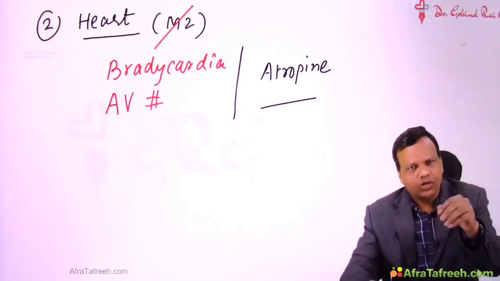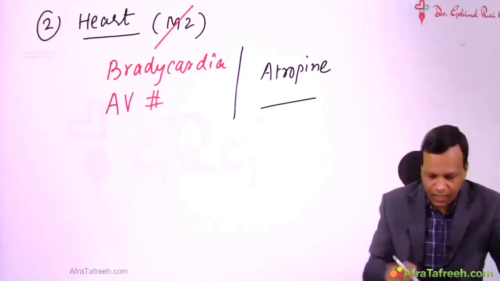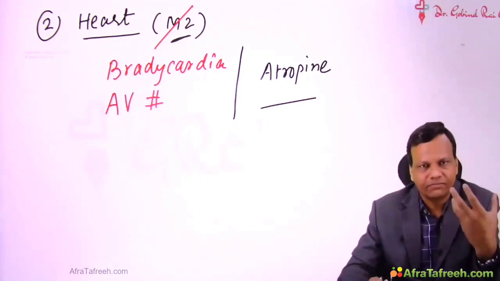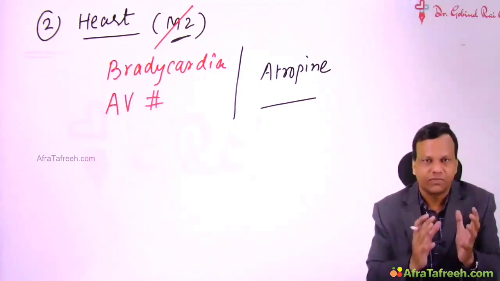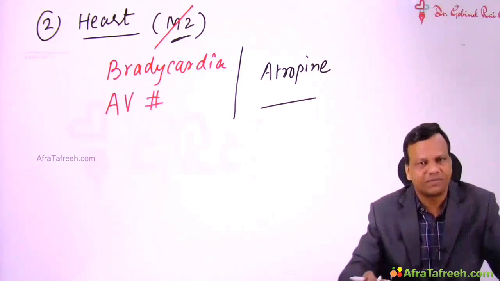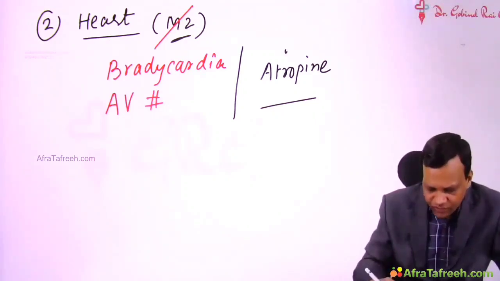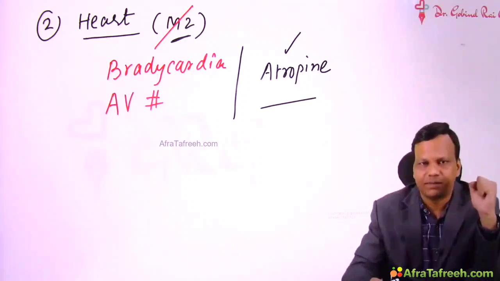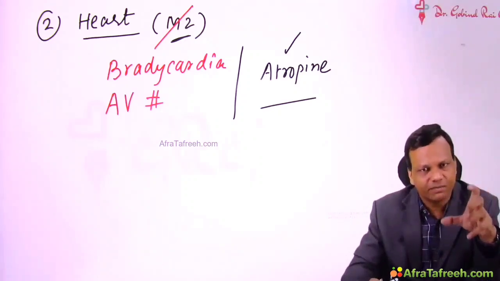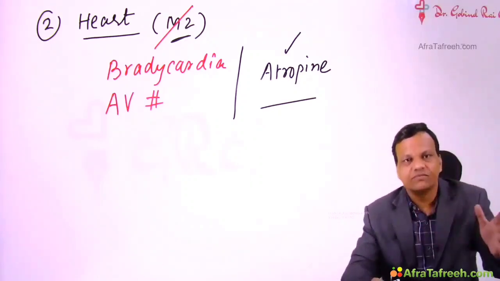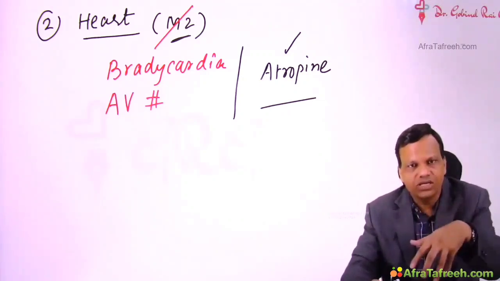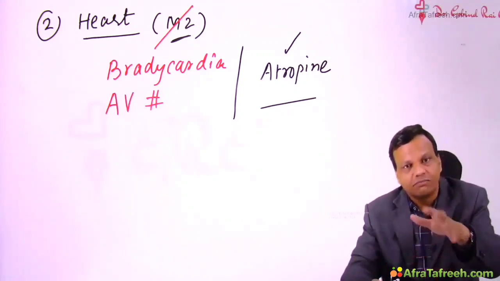Now, if we go into a little bit of detail, muscarinic receptors are also present presynaptically. They can act as a brake. M1 or M2 muscarinic receptors are present presynaptically. So when we give atropine, first of all, it blocks the presynaptic receptors. So when presynaptic receptors are blocked, that means brakes fail. And when the brakes fail, more acetylcholine is released. And when more acetylcholine is released, it will cause bradycardia.